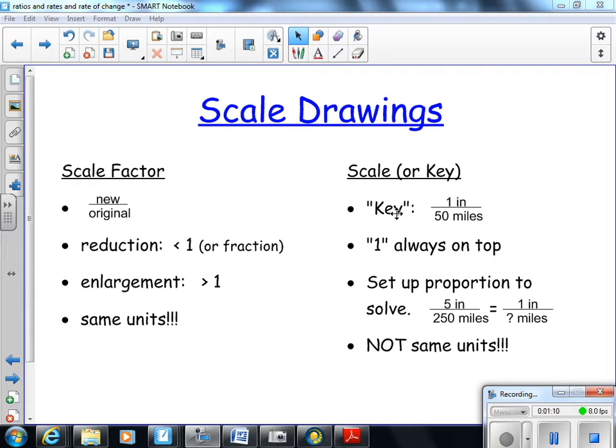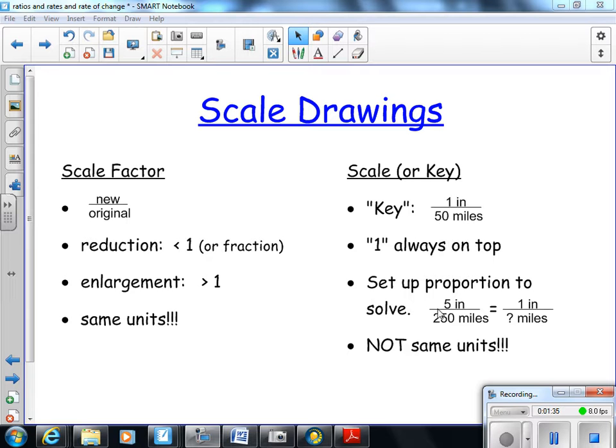Now today we're looking at the scale, sometimes known as the key. This is an example of what it might look like. You might say 1 inch is equal to 50 miles. You notice that they are not the same units, and that's okay. When you're finding the key, 1 is always going to be on top. Now, how do you find it? You set up a proportion to solve.